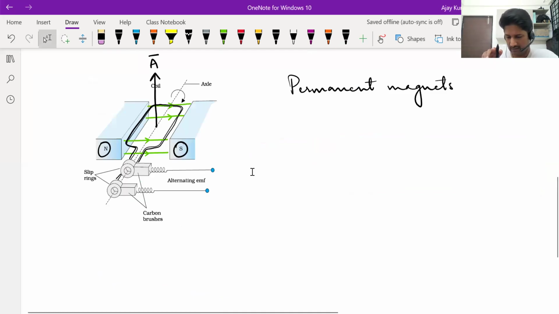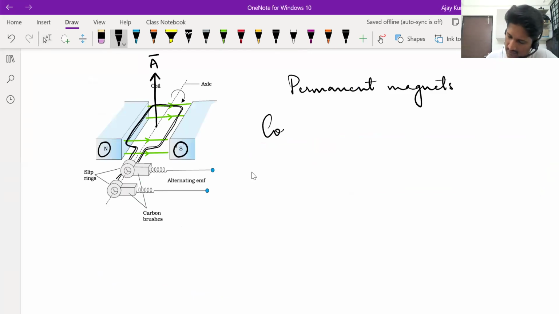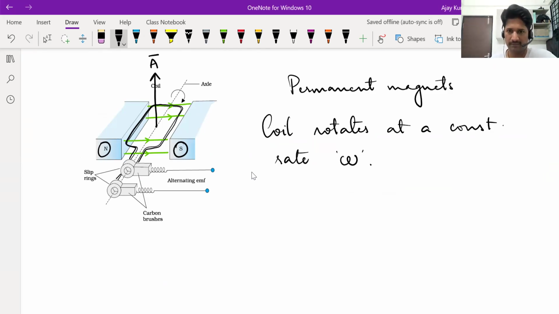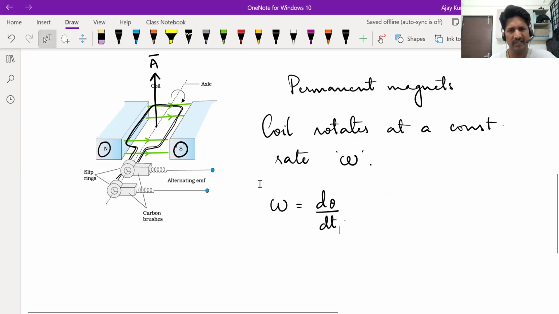So assume the coil rotates at a constant rate omega. Now how that constant rate is maintained is not part of the discussion here. You just assume that the heat generated somehow rotates the coil at a constant angular velocity omega. Now we know omega is the rate of change of angle with respect to time, d theta by dt, by definition.